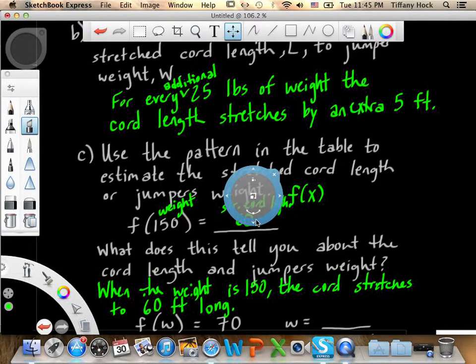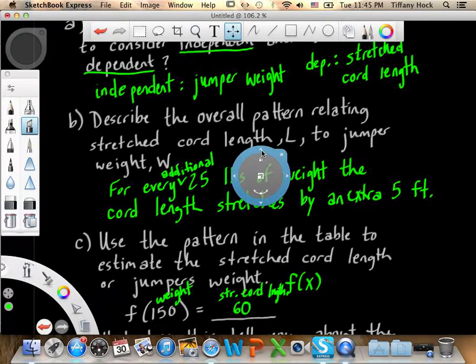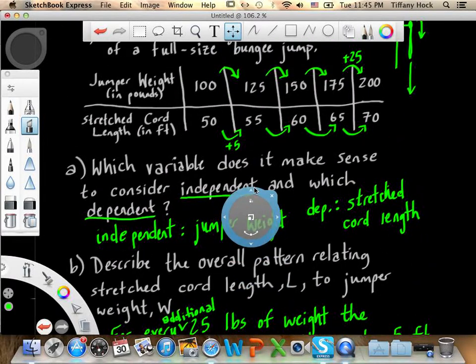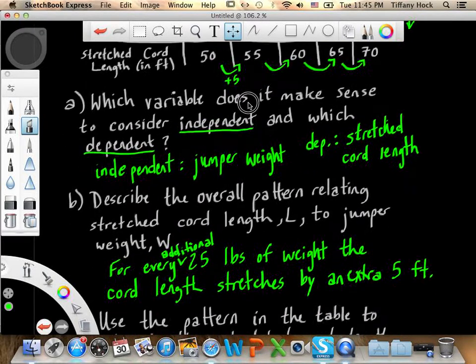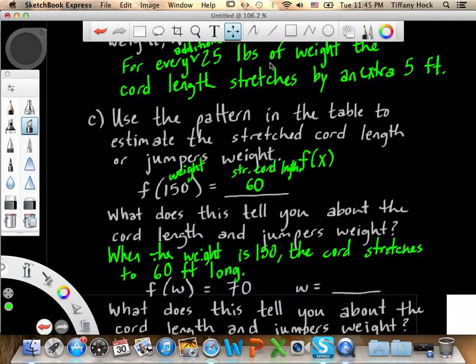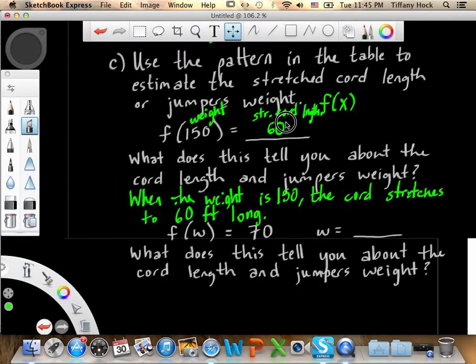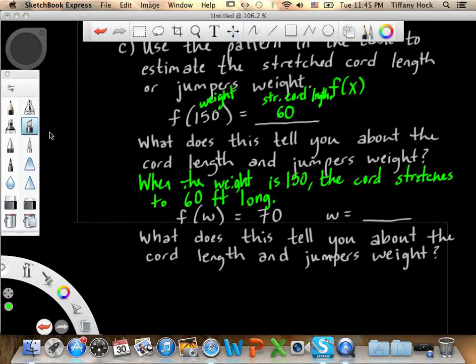Okay, so I'm going to look back up here at the table, keep scrolling this down. So if we look at the table, we have a stretch cord length of 70 feet when the jumper weighs 200 pounds. So we'll scroll back down one more time, and we're going to fill this answer in right here. So 200 is going to be the weight that gives us a cord length of 70.